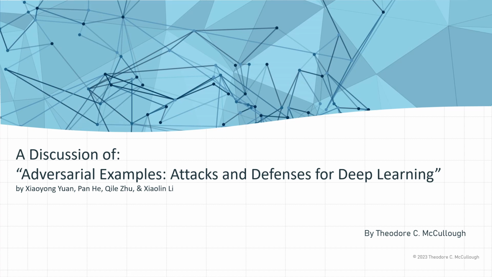Hi folks, today we're going to discuss the article entitled Adversarial Examples, Attacks and Defenses for Deep Learning by Xiaoyong Yuan, Pan He, Qile Zhu, and Xiaolin Li. This is an article published in June of 2018 and has been cited over 1,497 times.